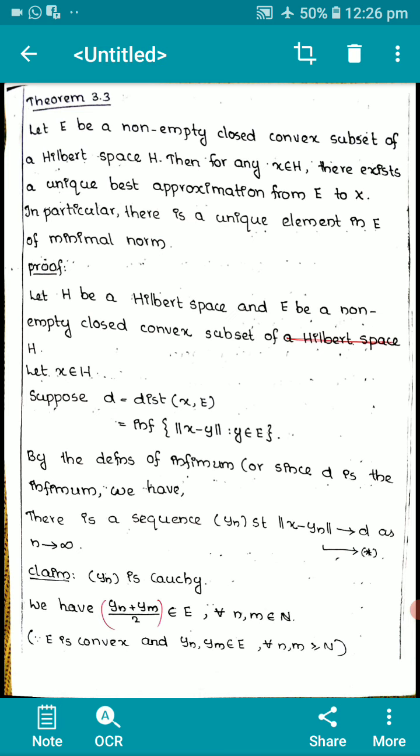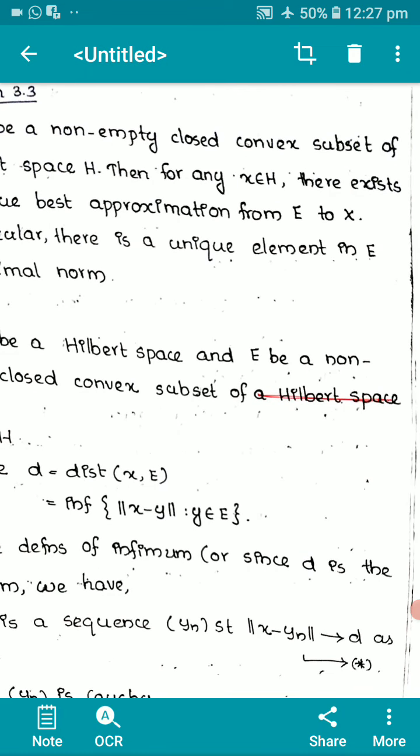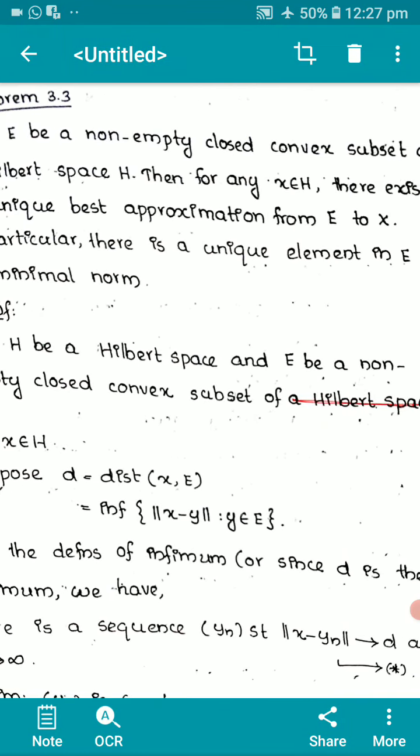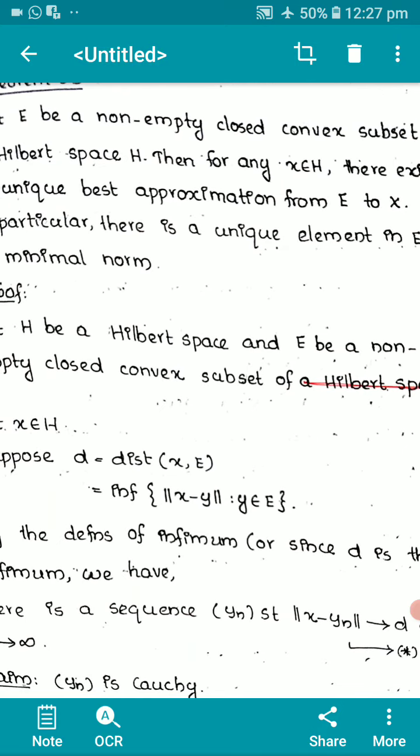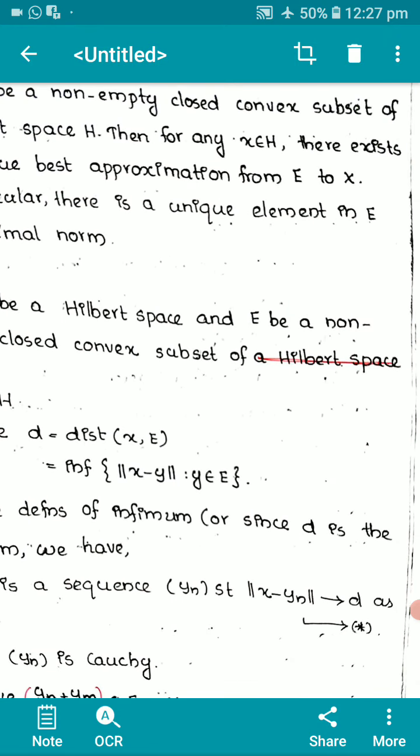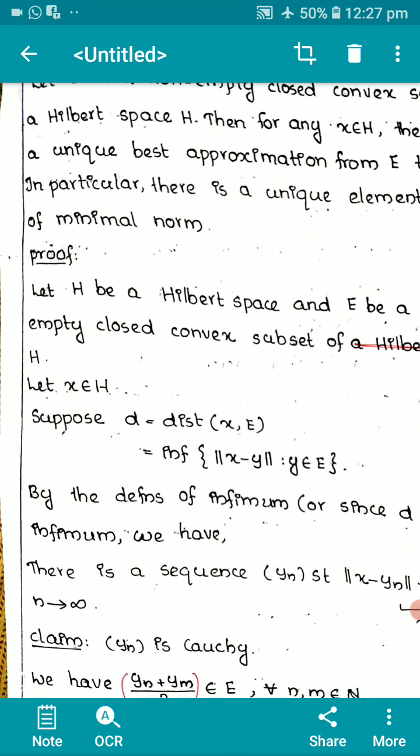And we have discussed one theorem too. That is, X an inner product space, with three parts, the parts A, B and C. We are using these ideas to prove the present theorem, that is theorem number 2. The statement is that E be a non-empty closed convex subset of a Hilbert space H. Then for any x in H, there exists a unique best approximation from E to x. In particular, there is a unique element in E of minimal norm.